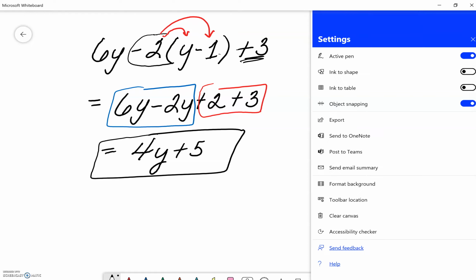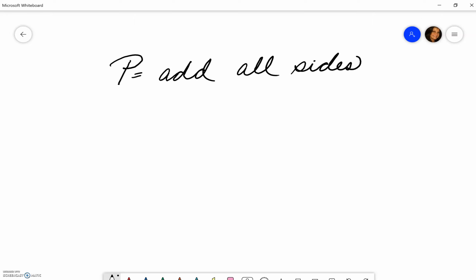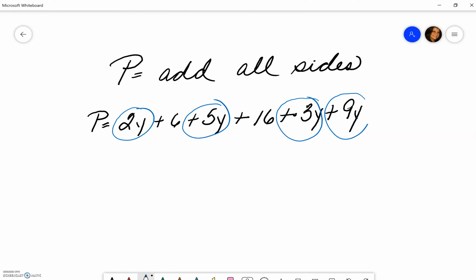All right, just a couple more for this 3.1 section. If it asks for a perimeter, all you have to do is add all sides. So there's something in your example. It's probably like for mine, it gave me all these measurements, a 2y plus a 6 plus a 5y plus 16 plus 3y and then plus 9y. These were all the sides on my image. So all you do is, you can see it's all adding all the way across, but you just take the ones that have the variables and add those up.